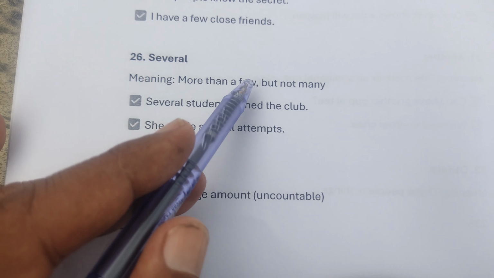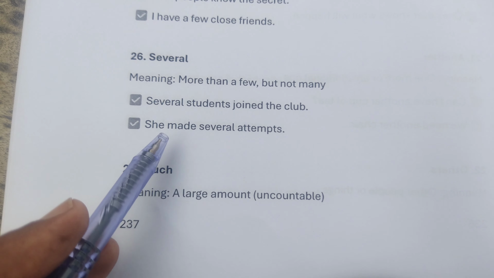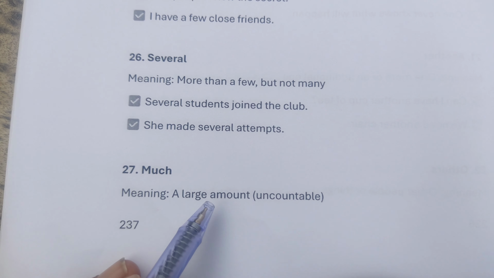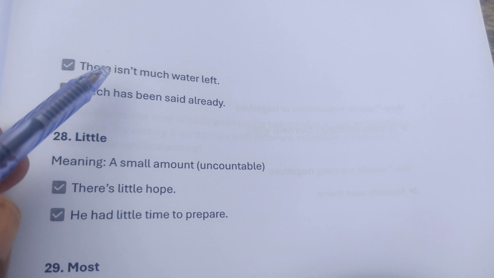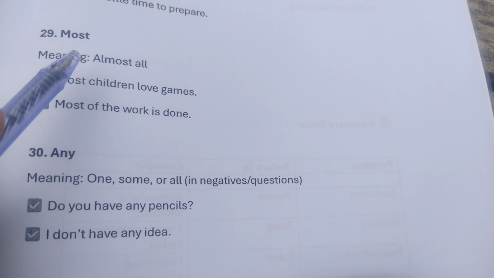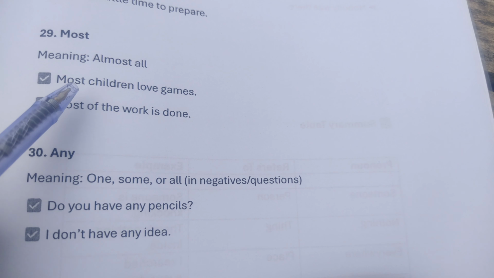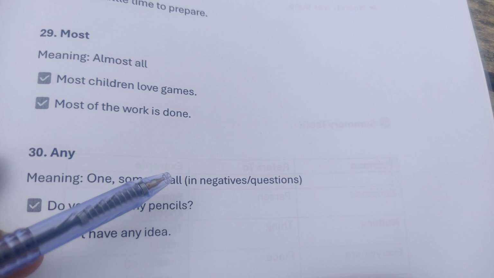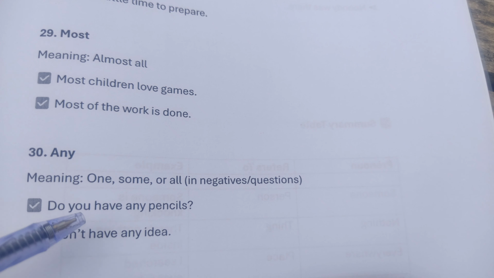Several, meaning more than a few but not many. Several students joined the club. She made several attempts. Much, meaning a large amount. Example sentences, there isn't much water left. Much has been said already. Little, meaning a small amount. Example, there is little hope. He had little time to prepare. Most, meaning almost all. Example, most children love games. Most of the work is done. Any, meaning one, some, or all. In negatives and questions: do you have any pencils? I don't have any idea.